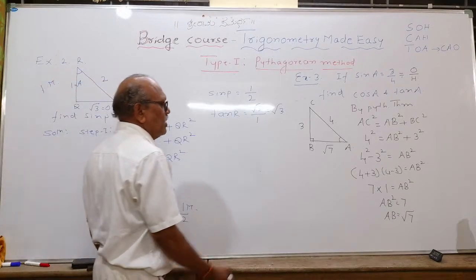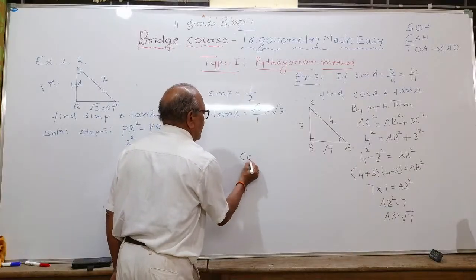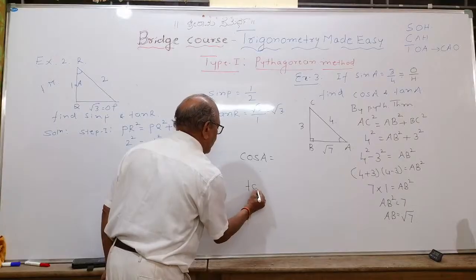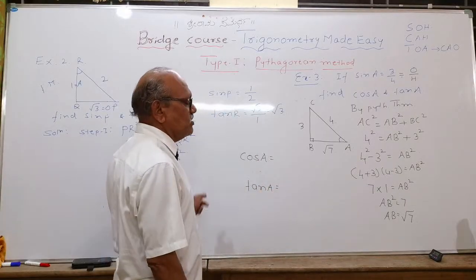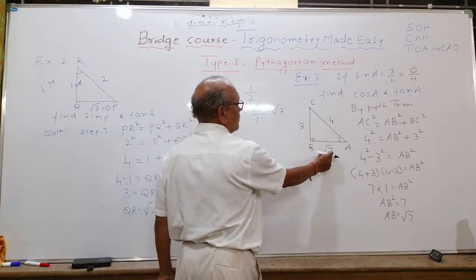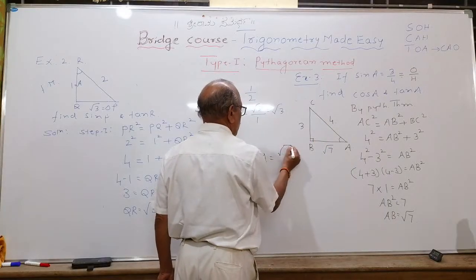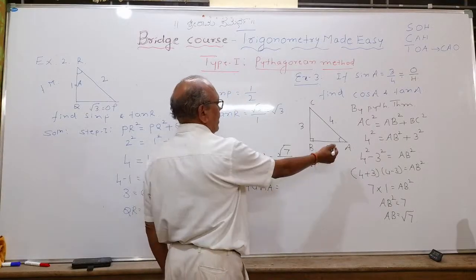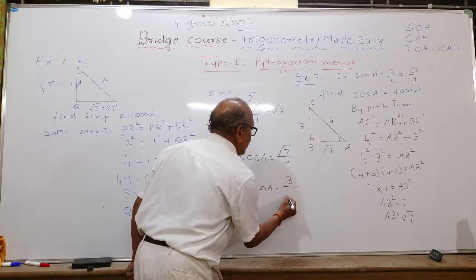Whatever is asked. You are asked to find out what? You are asked to find out cos A, and then tan A. In the mind you recall what is cos? Cos is adjacent upon hypotenuse. What is adjacent here? Root 7. Hypotenuse is 4. Therefore, root 7 by 4. What is tan A? Tan A is opposite upon adjacent, which is 3 divided by root 7.